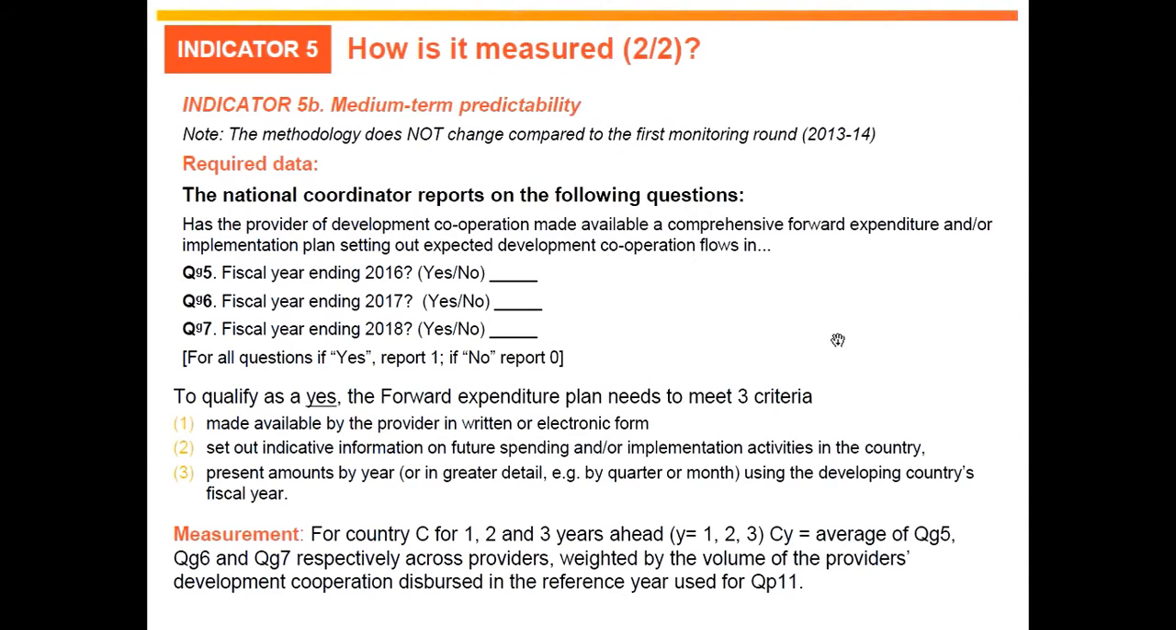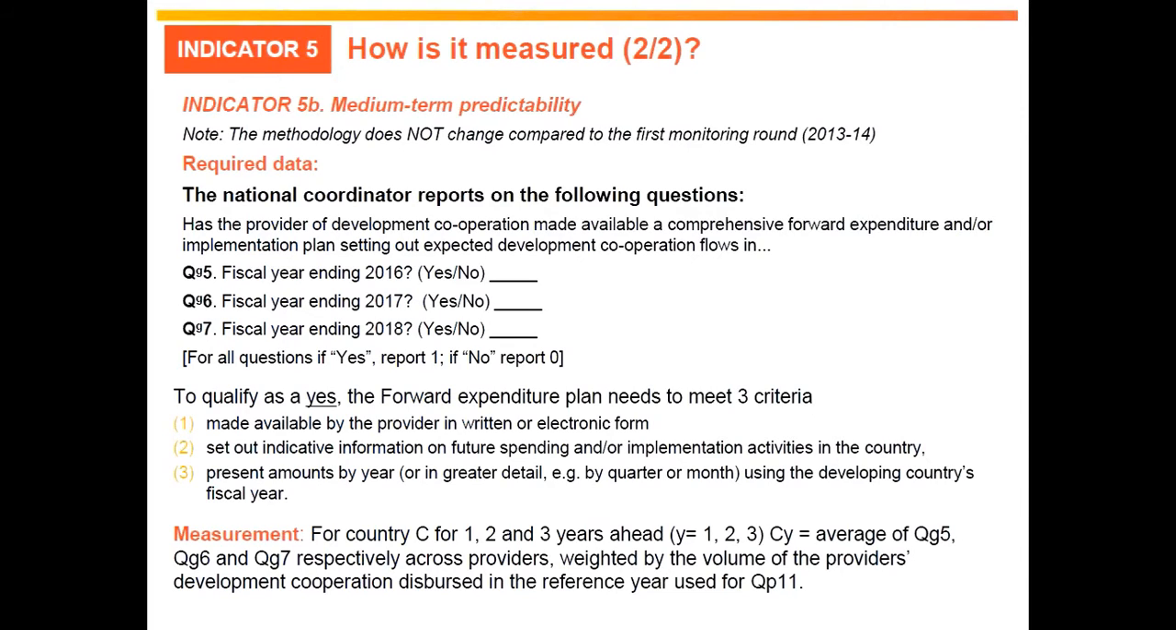And now we're going to actually look ahead in time. So now we're talking about not annual predictability, but what we refer to as medium-term predictability, and that's this indicator 5B. So now we're going to look at whether the providers have made available a comprehensive forward expenditure and or implementation plan for 1, 2, and 3 years ahead. And reporting for this indicator takes the form of a yes/no response for each of these fiscal years. And to qualify as a yes, there are these 3 criteria that should be met.